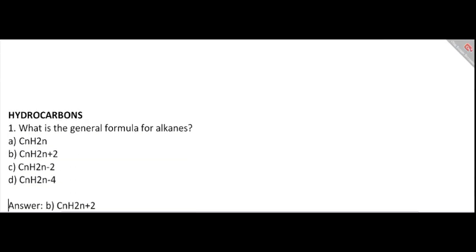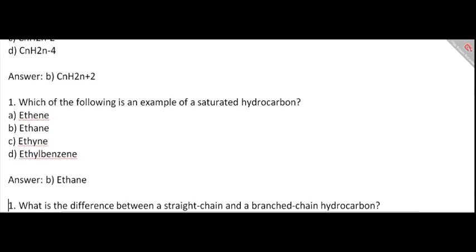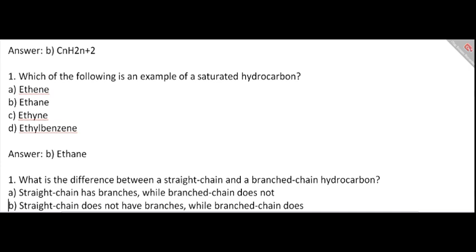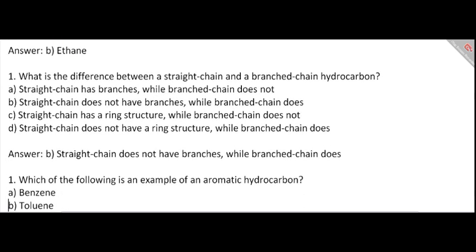C: a straight chain has rings. No, aromatics have rings, while a branch chain does not. No. D: a straight chain does not have a ring structure, while a branch chain does. No. So option B is correct. A straight chain does not have branches, while a branch chain obviously does.